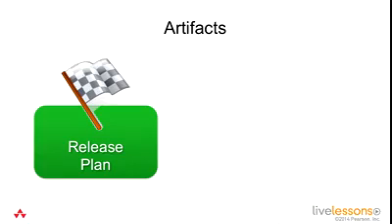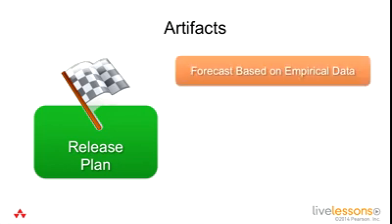The next artifact is the release plan. We have to know what the plan is going to be. When do we think things will be delivered as we know it now? And that's what the release plan is about. Forecast based on empirical data. And empirical data means how have we performed in the past. Not what we think we're going to do, but actually what we've proven we can do.